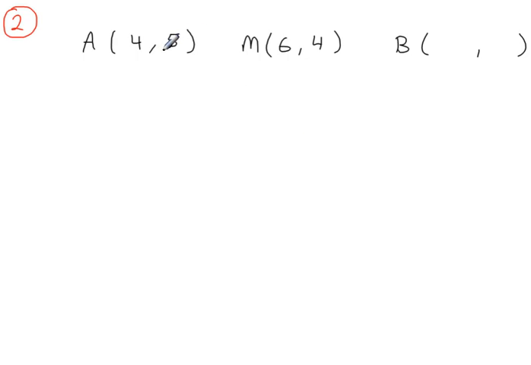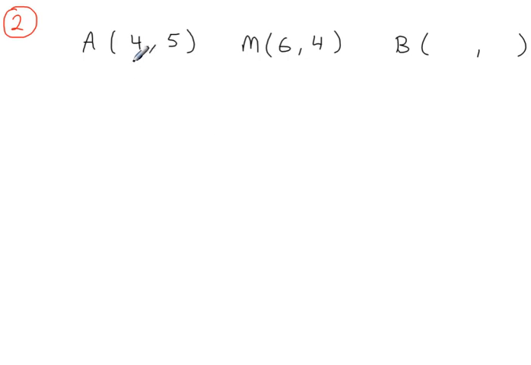In this example, the midpoint is given to you. So M is the midpoint of the line segment AB, but the coordinates for B are missing. So how do you work out the coordinates for B when the midpoint is given?